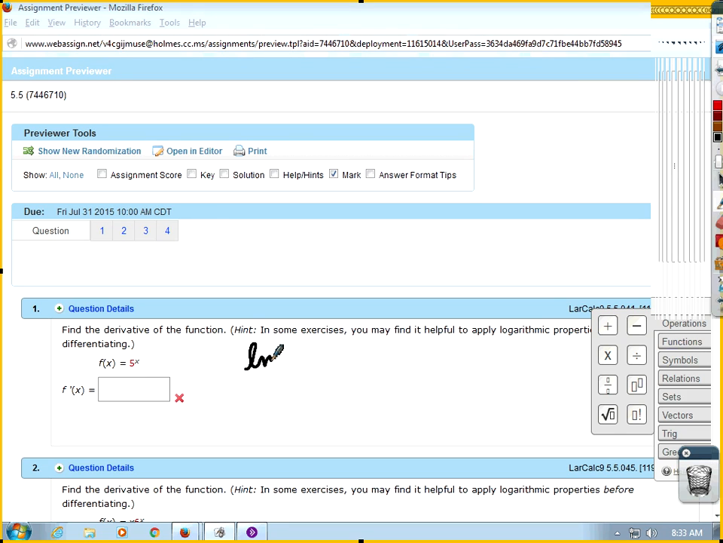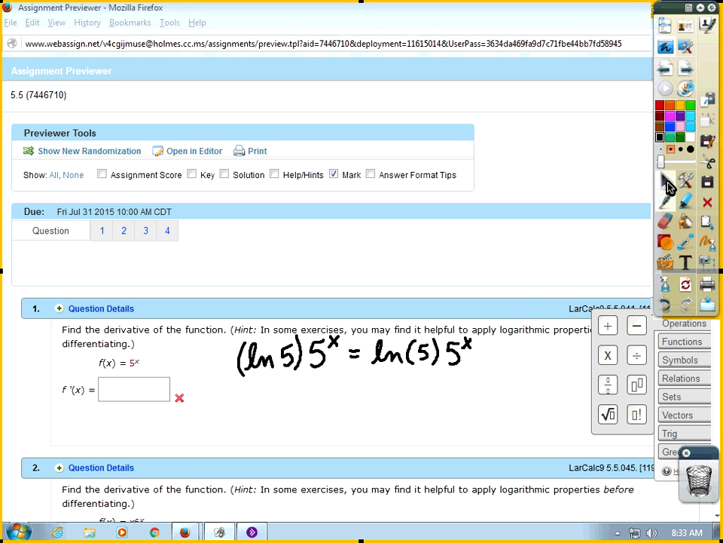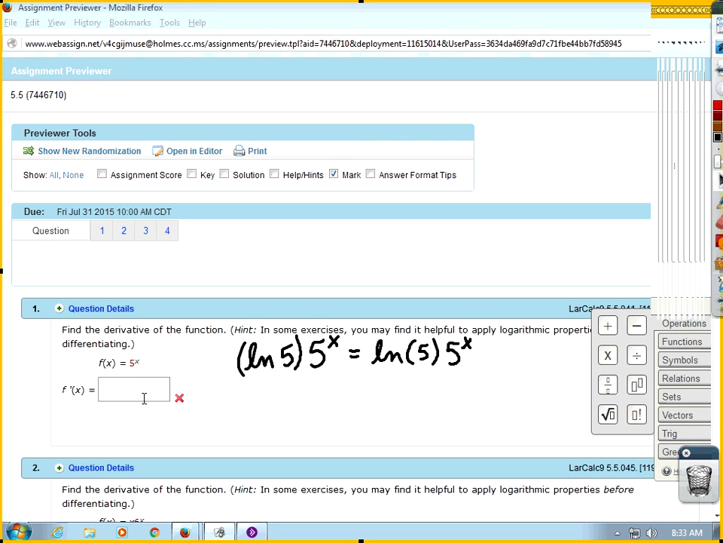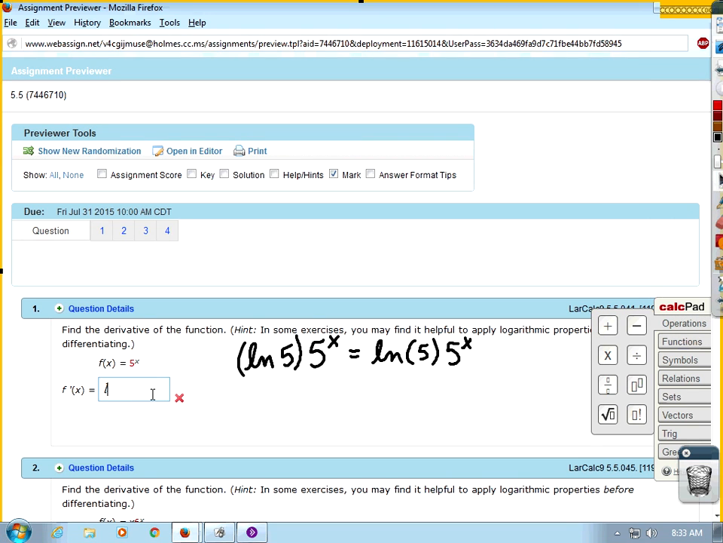It's just natural log of 5 times 5 to the x. So if you were writing it by hand, that would be fine. In WebAssign, we're going to have to have the open parentheses on the 5, close it, and then 5 to the x. And truthfully, the order that you write those doesn't really matter. We just normally put that coefficient first, the ln 5. So let me get that answer in there.